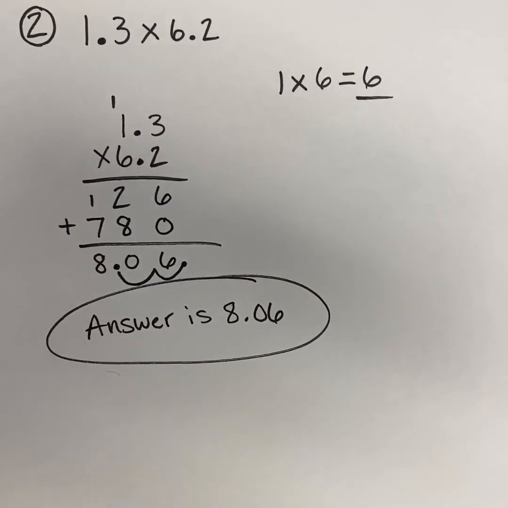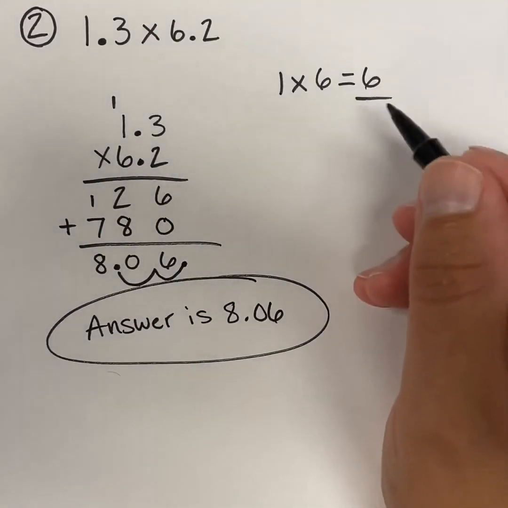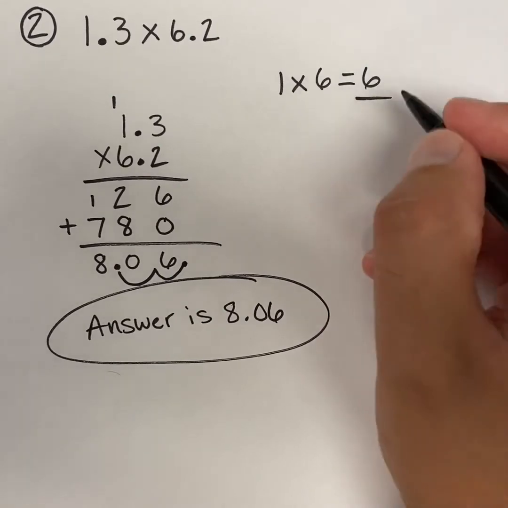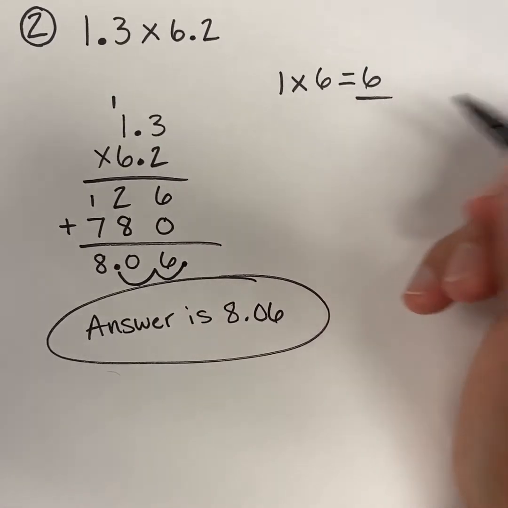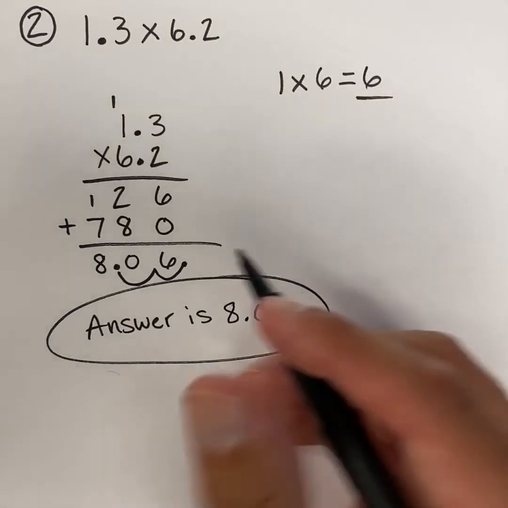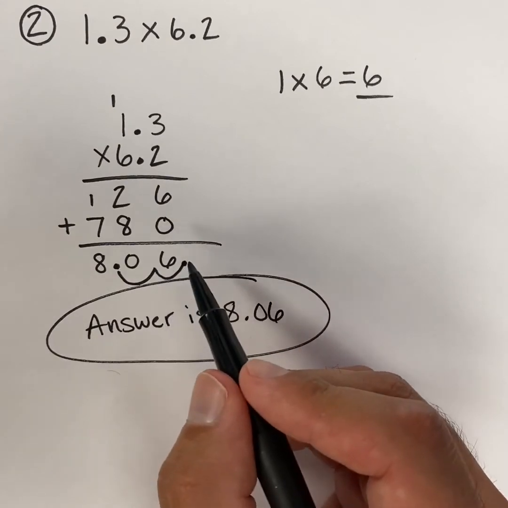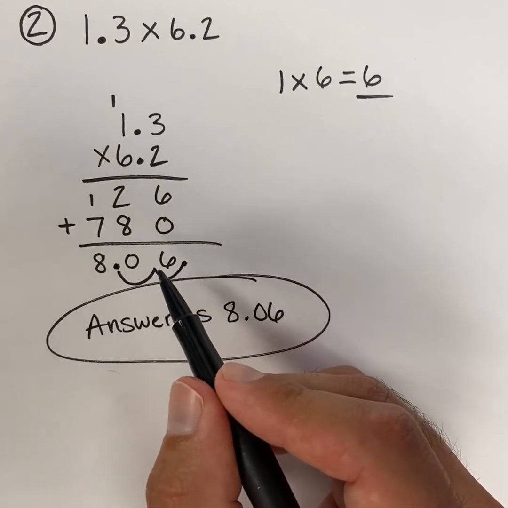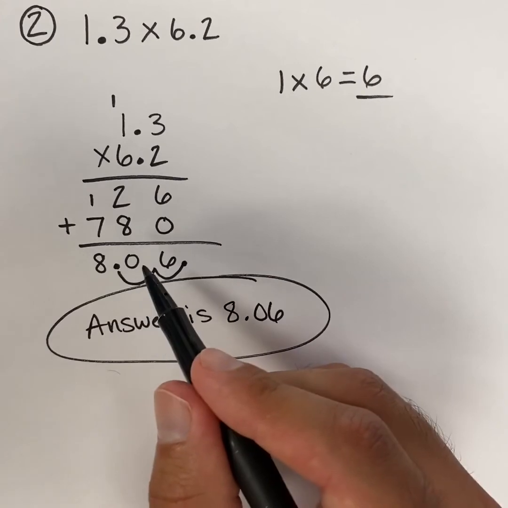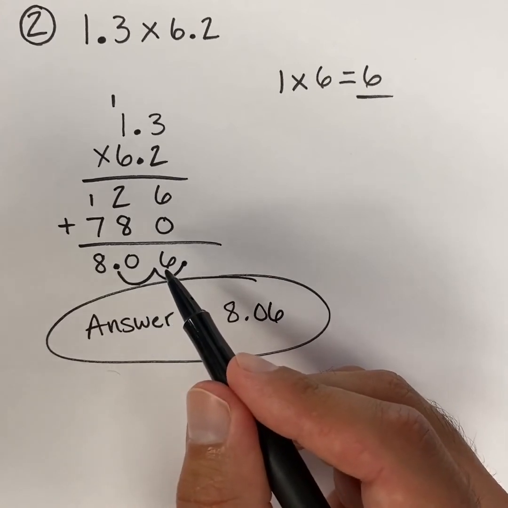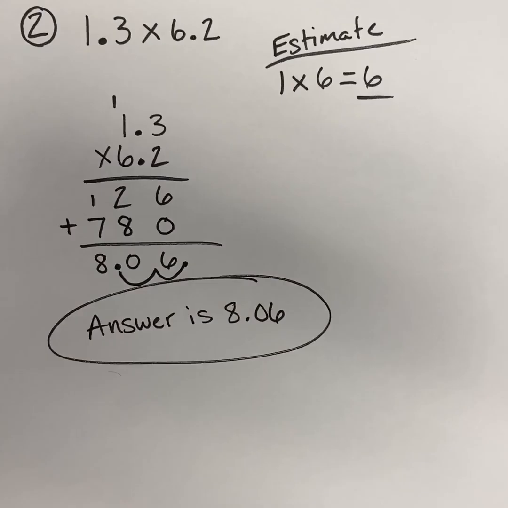Another thing that I just want to note really quickly here, why estimation is pretty good with this, is we can see that the answer was about 6 here. If I were to mess up my decimal, so imagine that I came down here and I only moved my decimal point back 1 spot, and my answer was 80.6, it would not make sense at all. That would be way too big of an answer.